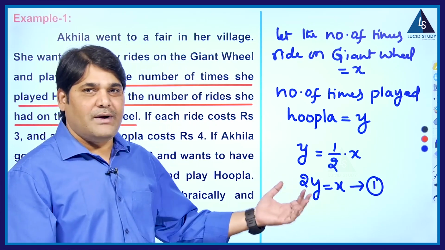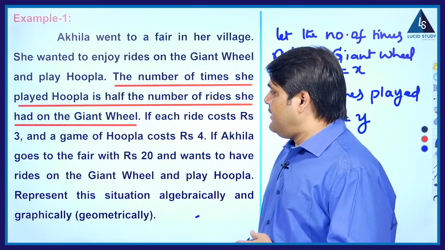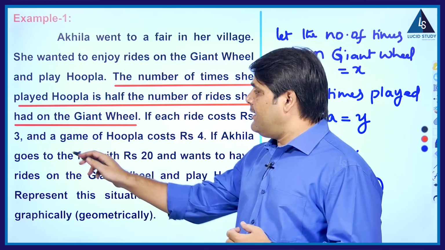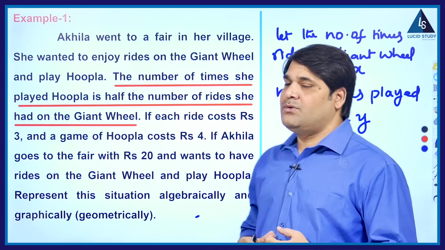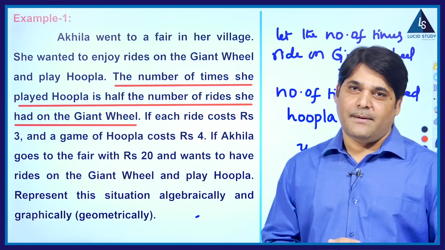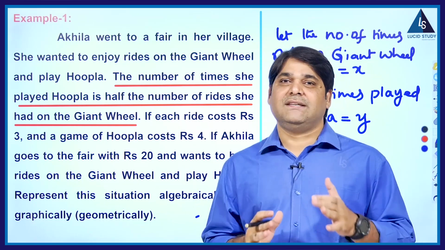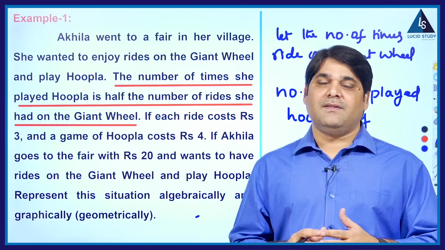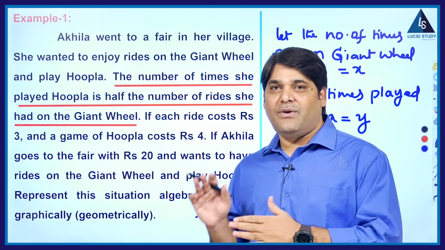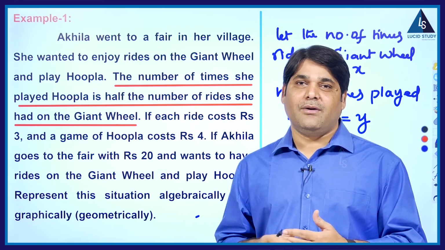Okay, this is the first equation. Now let us see the second situation. If each ride costs rupees 3 and a game of hoopla costs rupees 4, how much total money did she have? 20 rupees. The cost of giant wheel per ride is 3 rupees. Suppose she had ridden 10 times, then what is the cost? 10 into 3, right? 30 rupees. Suppose 5 times, then 5 into 3. Suppose 4 times, 4 into 3. Like that we have to multiply.